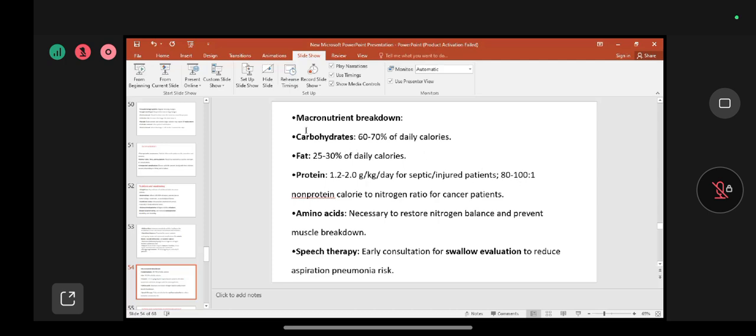Energy from carbohydrate is about 60 to 70% of calories, from fat 25 to 30%, and from protein 1.2 to 2 grams per kg per day. And amino acids are necessary to restore nitrogen balance and prevent muscle breakdown. Early speech therapy should be started. Early consultation for a swallow evaluation reduces the risk of aspiration pneumonia.